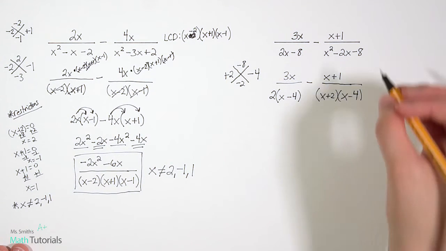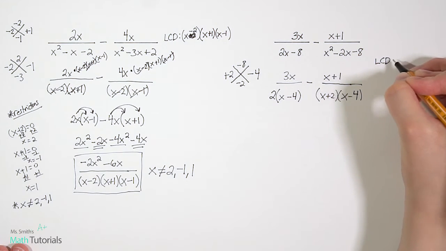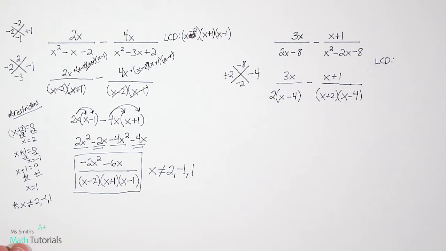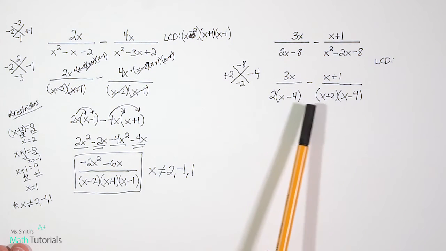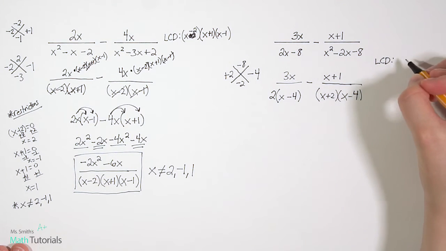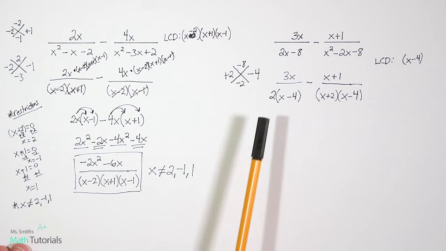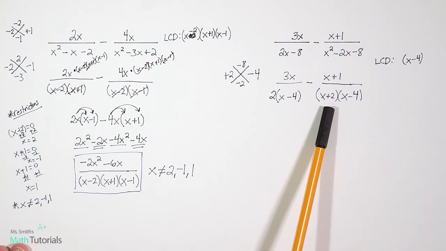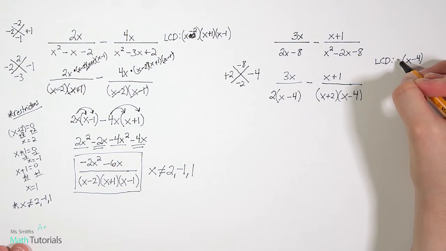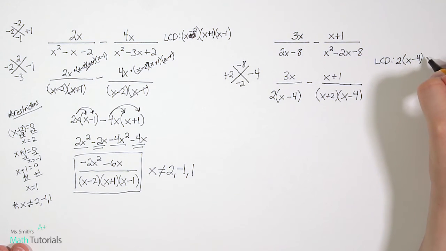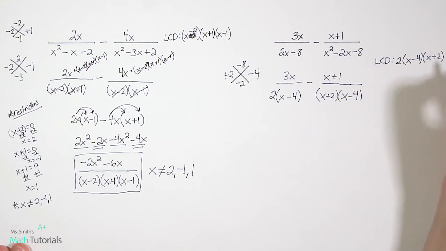Our next step is find the LCD. What do the denominators have in common? What do they have different? Looking at this, they have in common x minus 4. And they have different a 2 and also an x plus 2. So here's how I'm going to write this. I'm going to put the 2 out front just because I think it looks better. You don't have to, but I just like to. And then we are going to put our x plus 2 in the back.